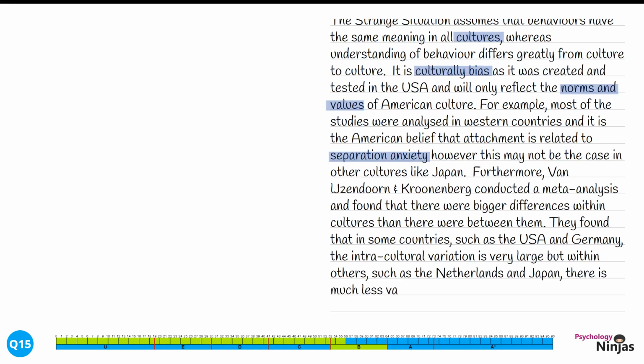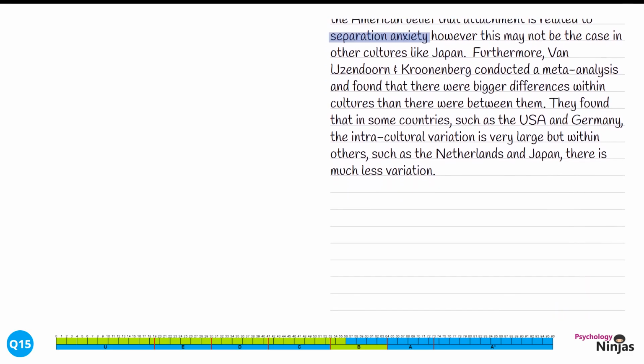Furthermore, Van Ijzendoorn and Kroonenberg conducted a meta-analysis and found that there were bigger differences within culture than there were between them. They found that in some countries, such as USA and Germany, the intra-cultural variation is very large, but within others, such as the Netherlands and Japan, there is much less variation.